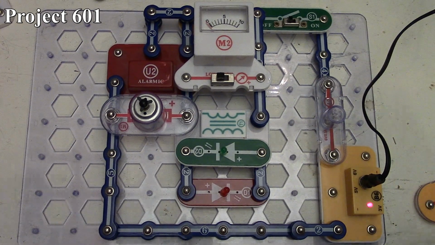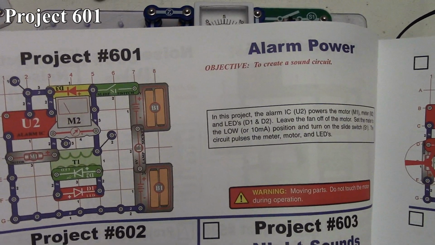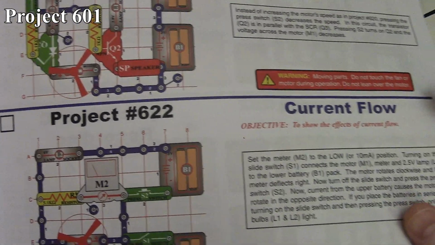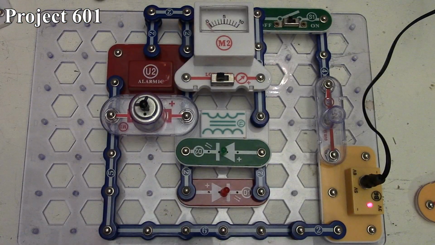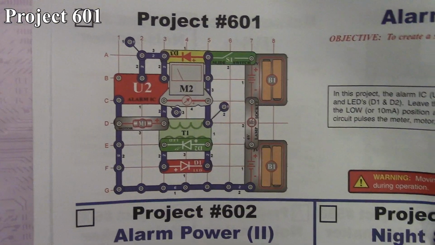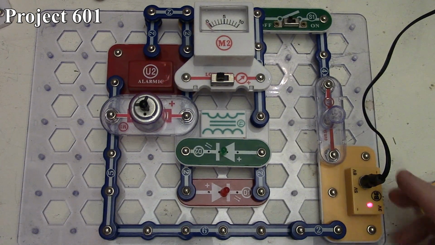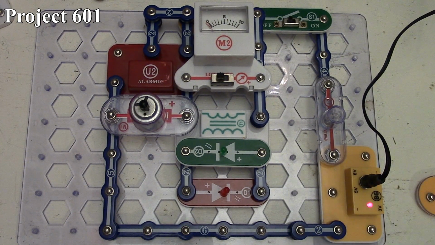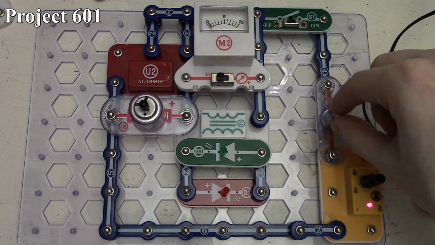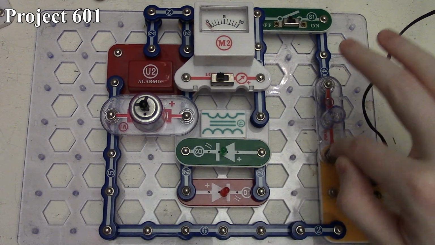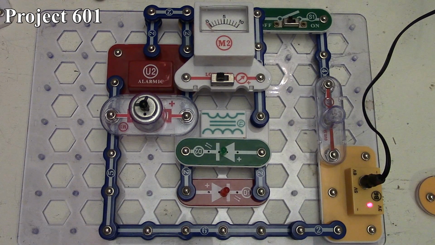In this set of Snap Circuit videos, we're going to look at projects 601, the alarm power, to project 622, the current flow. So, with project 601, alarm power, that's how it is in the book, and there it is on the board. Here we've got our 6-volt setup, and it's being limited by our 6-volt lamp running in series, and going to our slide switch to turn the whole circuit on and off.